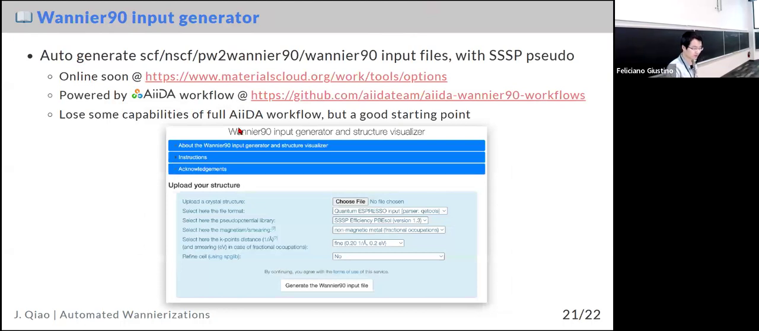In addition, it's not released yet, but it will be online soon: a Wannier90 input generator. It will automatically generate the SCF and NSCF input files with, let's say, the SSSP pseudopotentials, a set of verified pseudopotentials. These are all powered by the AiiDA workflows we're using for high-throughput calculations. Because it's a static generator, it loses some capability like error handling of the full AiiDA workflow, but it should provide a good starting point if you want a quick input for your Wannierization.